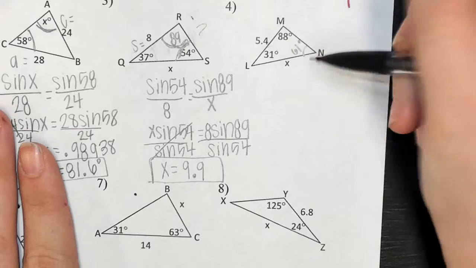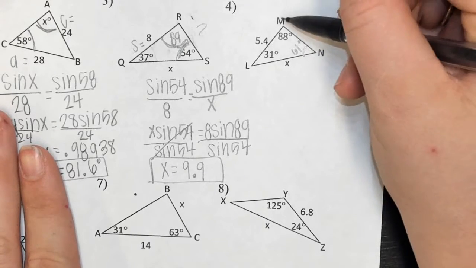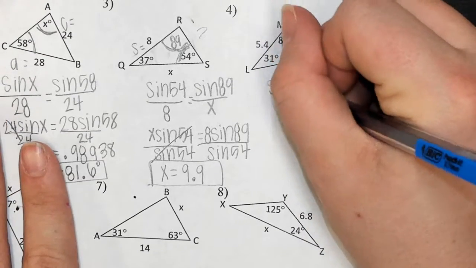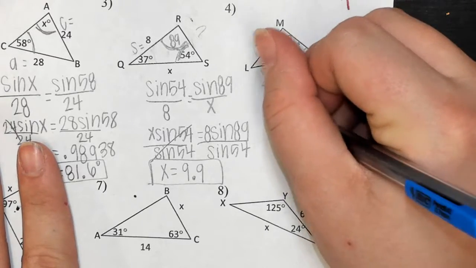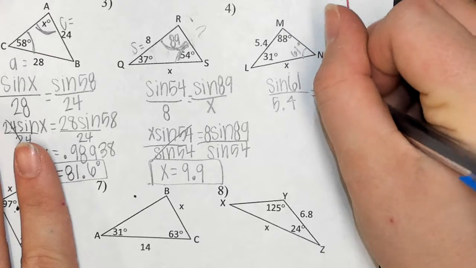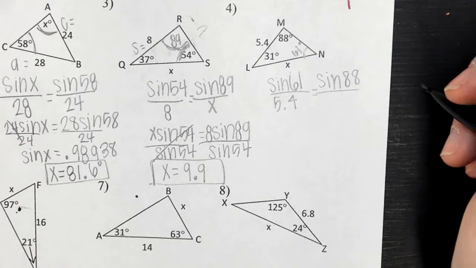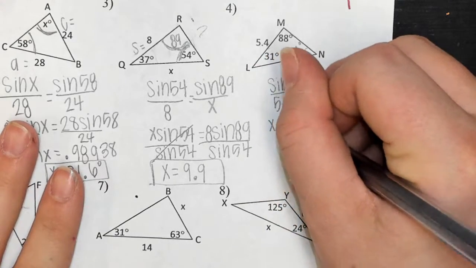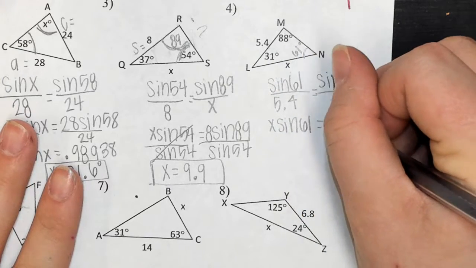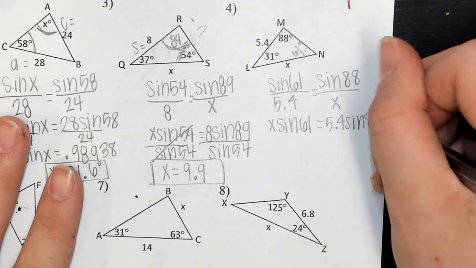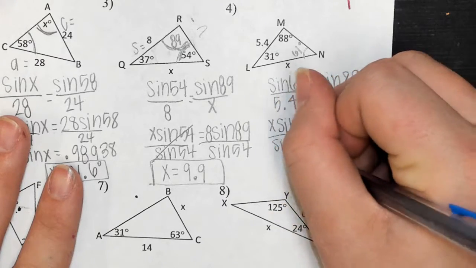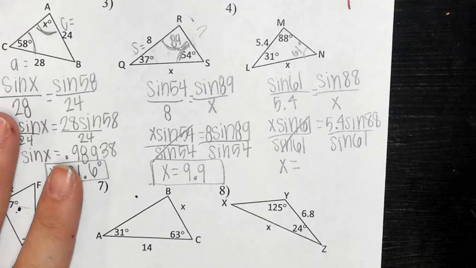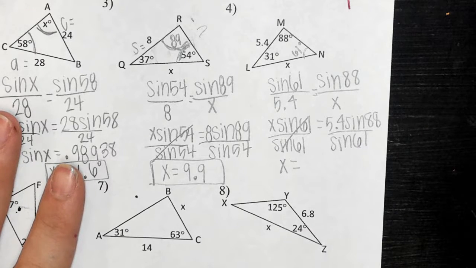So I'm going to use angle N, and put it over side N, and I'm going to use angle M, and put it over X. So sine of 61 over 5.4 equals sine of 88 over X. You get 6.2.